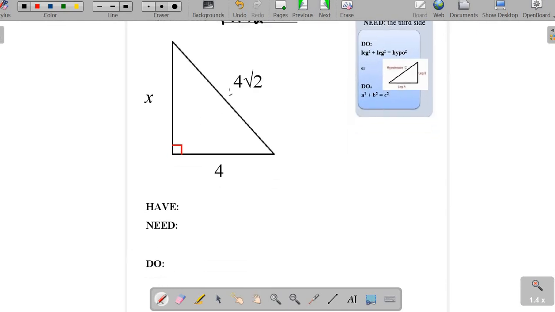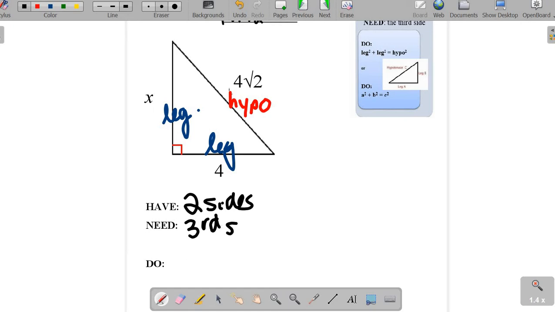So in this case, let's label, we have a leg and a leg. And here's our hypo. We have two sides and we need a third side. So what do? Pythag. Which is leg squared plus leg squared equals hypo squared. Ready? Let's circle, plug, chug.